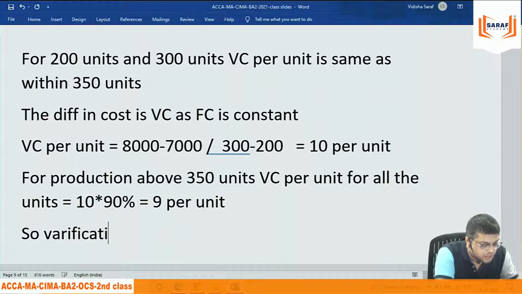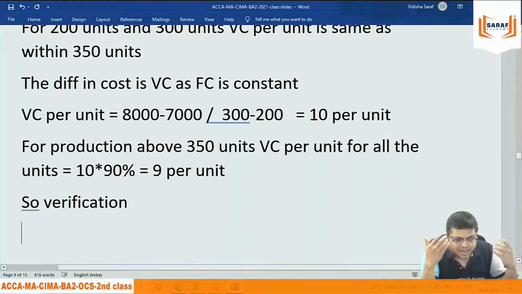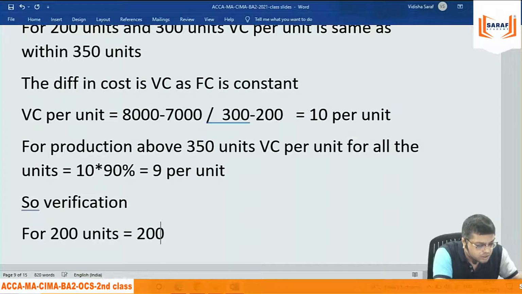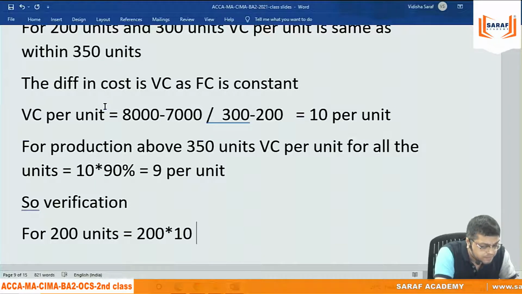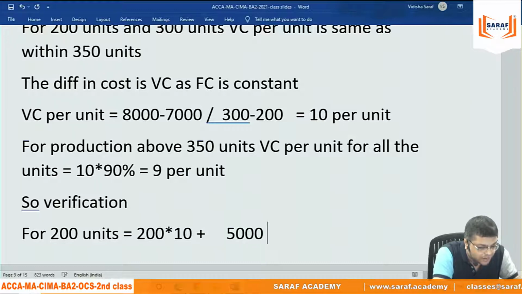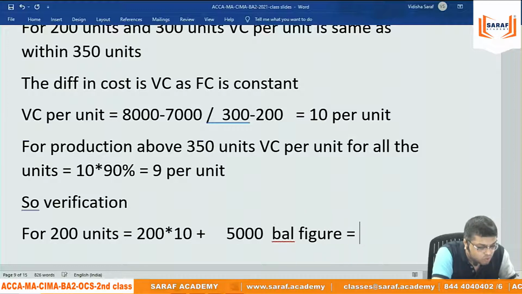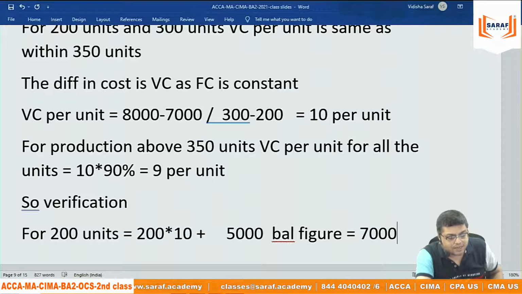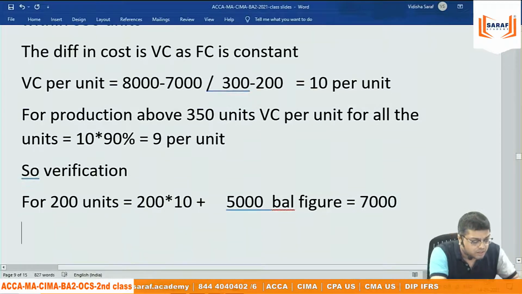Verification, this is not required in exam, I am just writing for our understanding. For 200 units, it is 200 into 10 plus balancing figure, which is 5000. Again Naman, this is a balancing figure. I know the total figure 7000 and I am getting variable cost 200 into 10, 2000. So 7000 minus 2000, 5000 fixed.